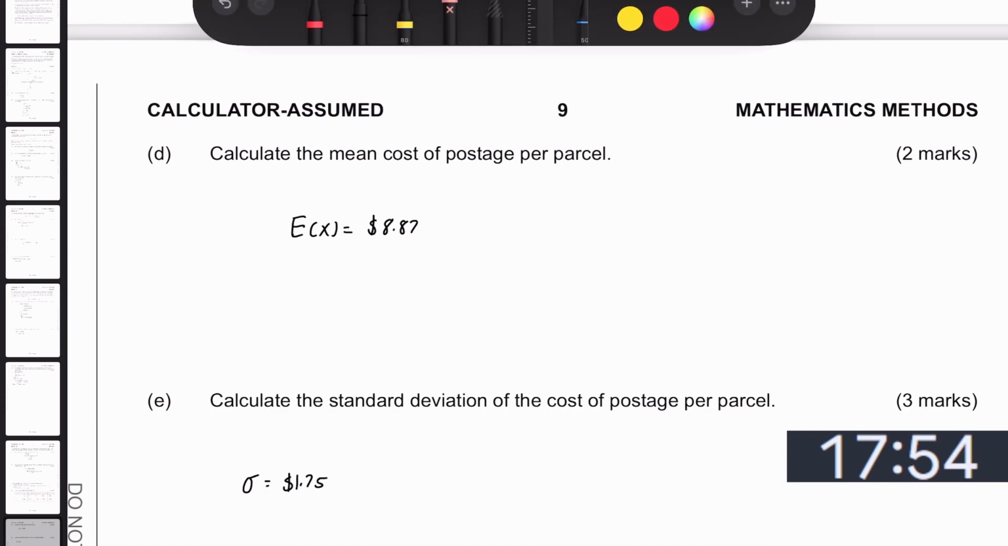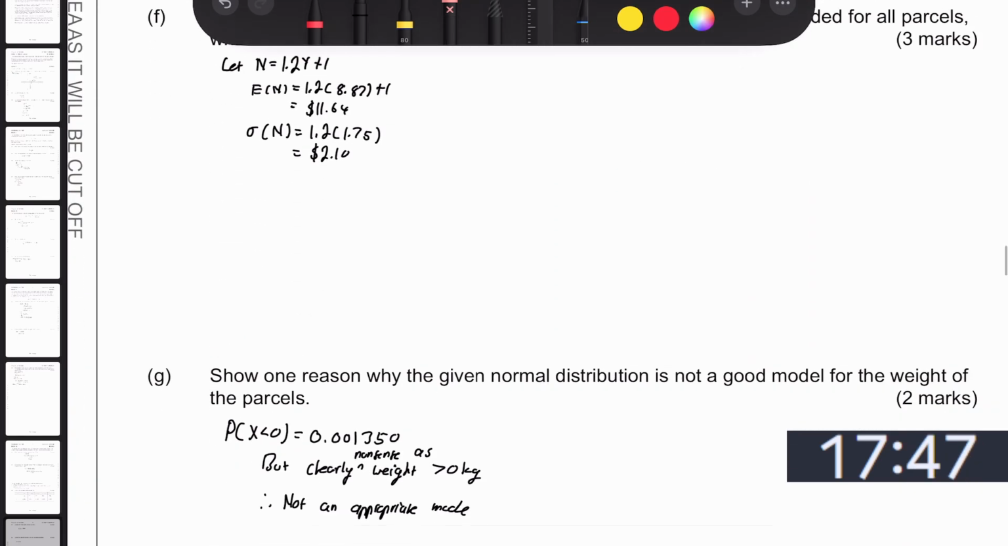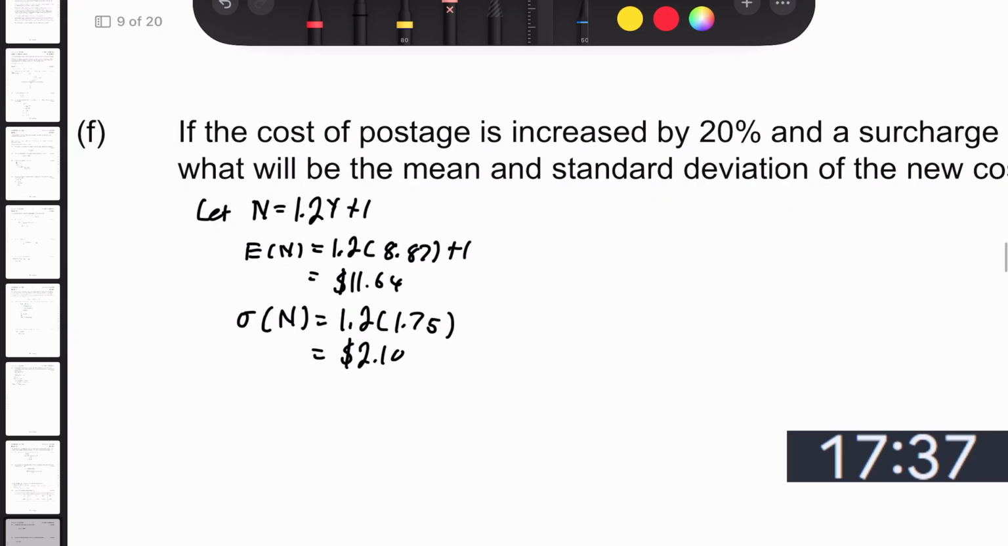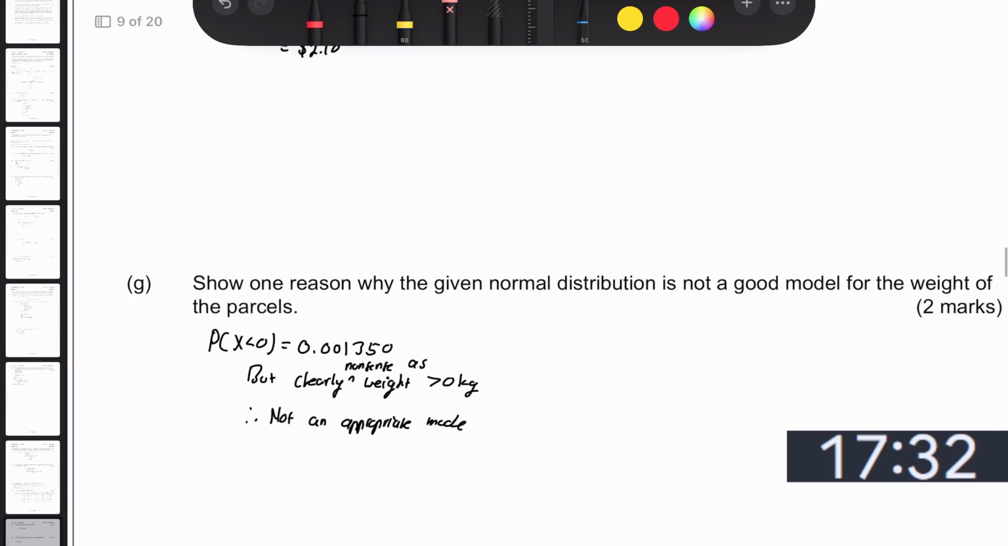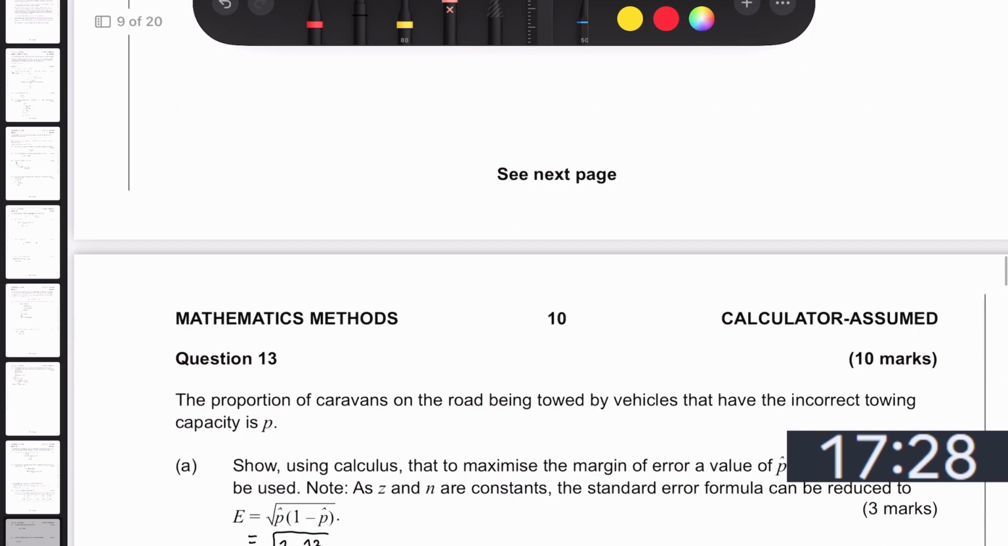Calculation two-way variable frequency list 2. 8.87, 1.75. This is 1.2, 8.87 plus 1, 11.64 and 1.2 times 1.75, 2.1. Clearly nonsense as it is greater than 0, therefore not an appropriate model.